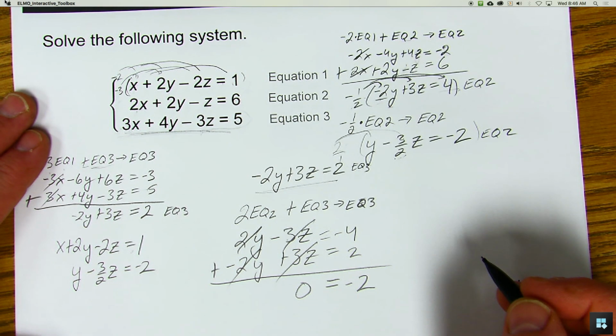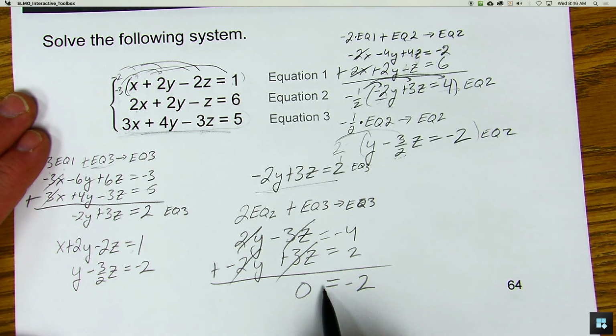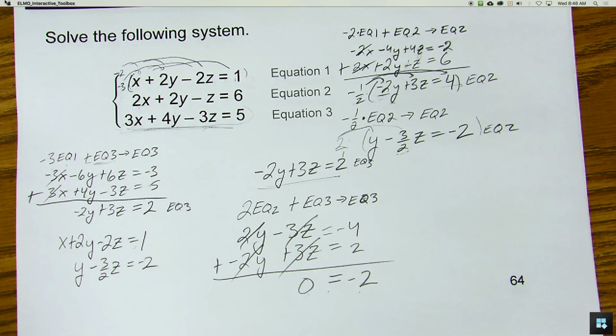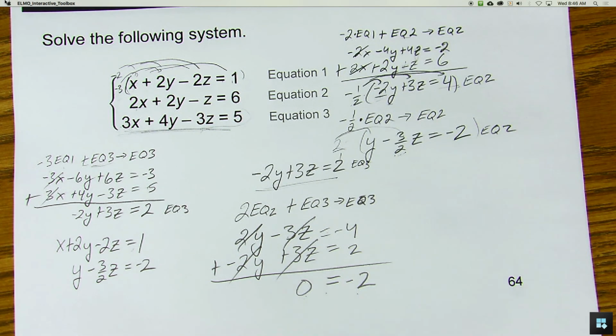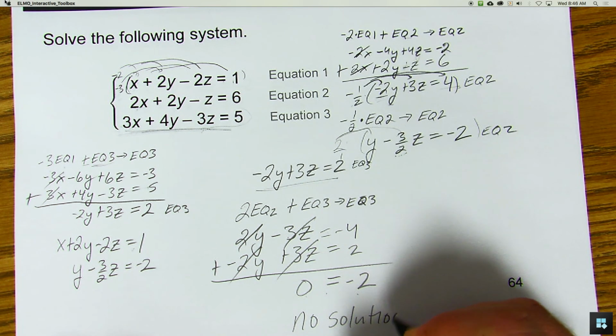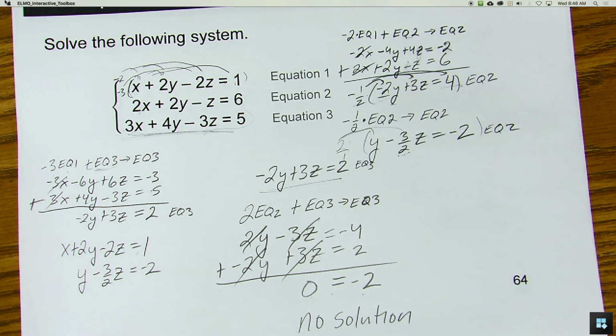Okay, that's a problem. When we get them down to 0 equals negative 2, do you remember earlier on what I said? What happens when you get 0 equals a number? You get 0 equals a number, that is no solution. That's no solution.